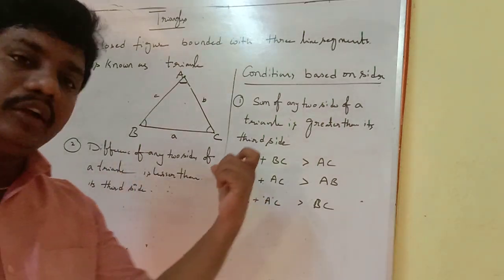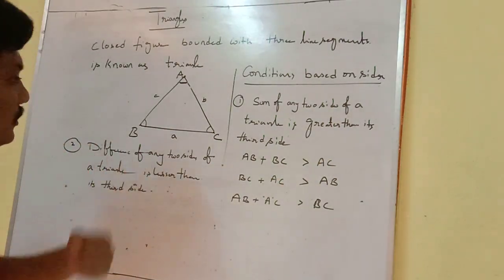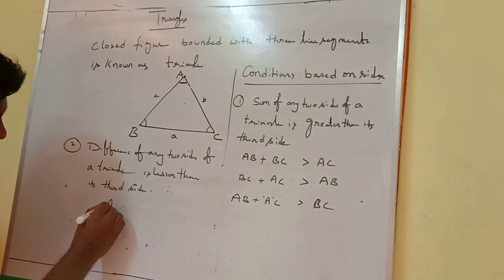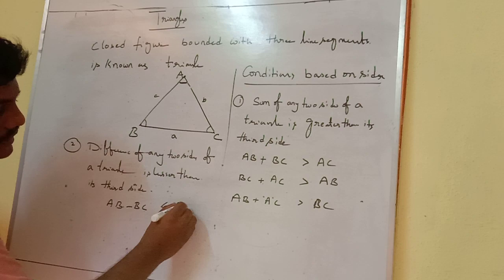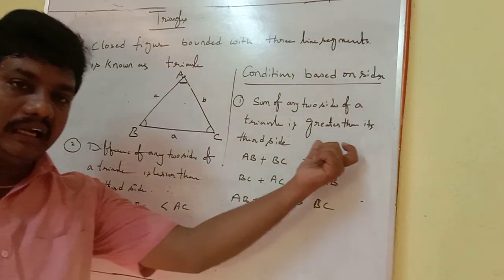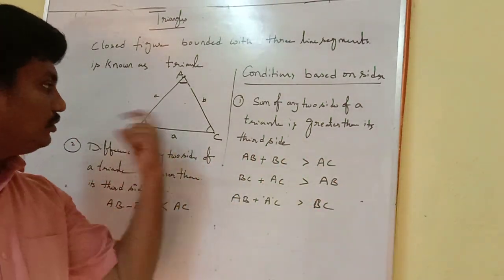So the difference of any two sides of a triangle is less than its third side. So what is the condition here? This is now AB minus BC is less than AC. The sum should be greater than, and the difference should be less than the third side.